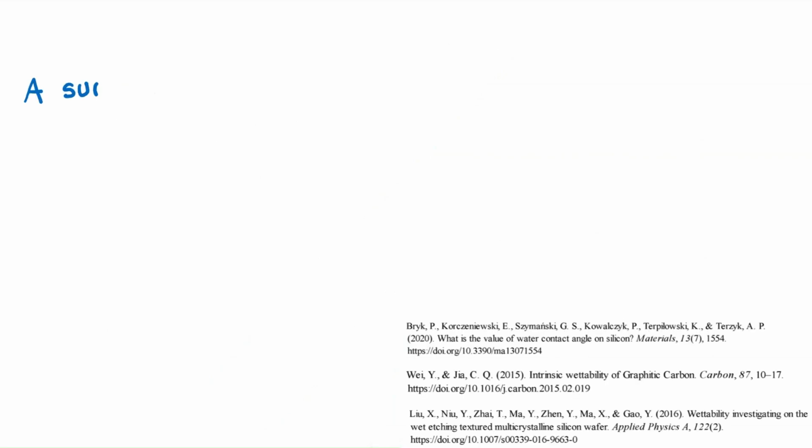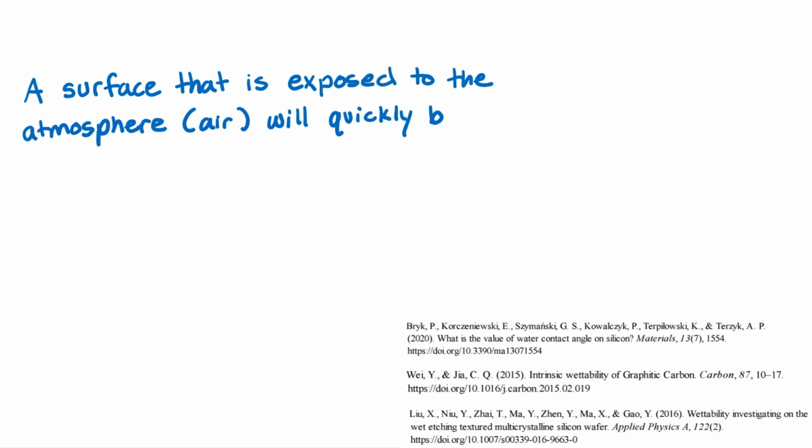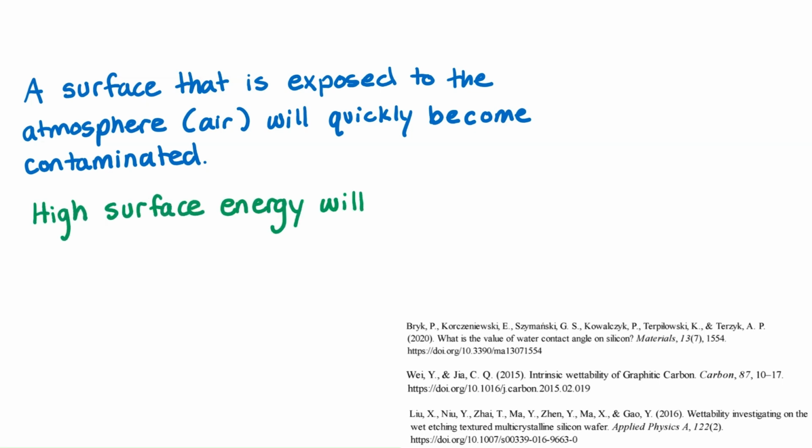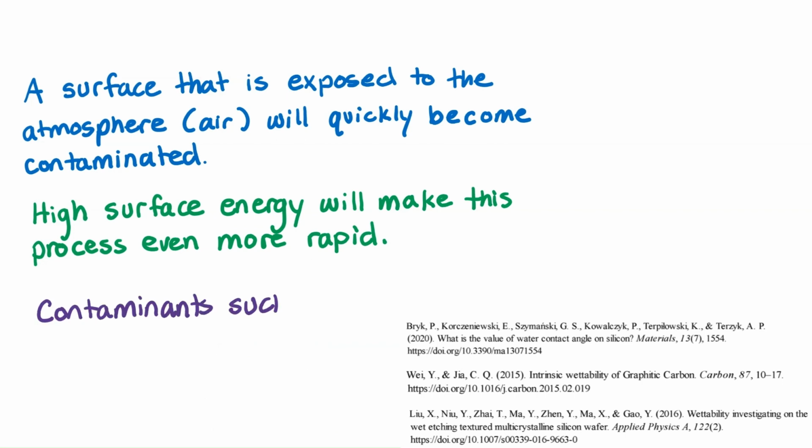To summarize the findings of these 3 studies, a surface that is exposed to the atmosphere will quickly become contaminated. High surface energy will make this process even more rapid. This can happen because of contaminants such as water, dust, or anything that the surface grabs out of the air.